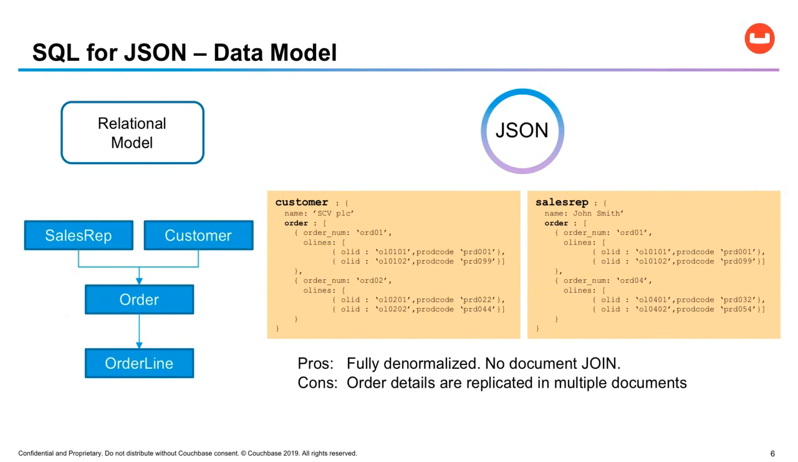But what if you need to also query orders by the sales rep? Then the full denormalization approach will end up replicating the order information inside the sales rep document. So clearly, this is not ideal, nor can it work in all cases. So let's review how we can solve this problem in the next few slides.